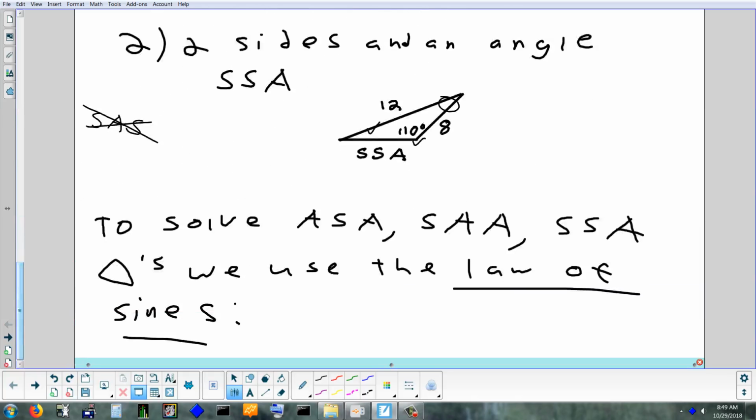So what I'm going to do now is show you kind of where the law of sines comes from. It's almost like a shortcut. You could definitely solve problems without the law of sines. It would be longer. But once we figure out what the law of sines is, it's a shortcut. And that's what I'm going to show you right now.